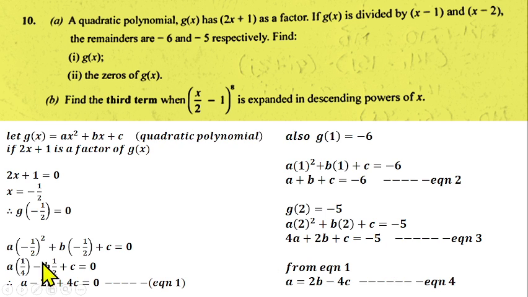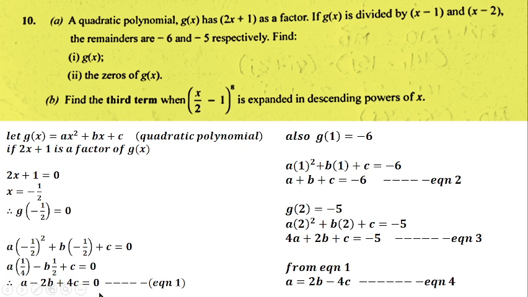So we can now substitute equation 1 into equation 2 and equation 3. From equation 1, we can make a the subject of the formula, so that means we'll be having a equals to 2b minus 4c. We can call that one equation 4. So we can now substitute equation 4 into equation 2 and equation 3. Do you understand that? So that you can be having two variables so that you can solve them simultaneously.